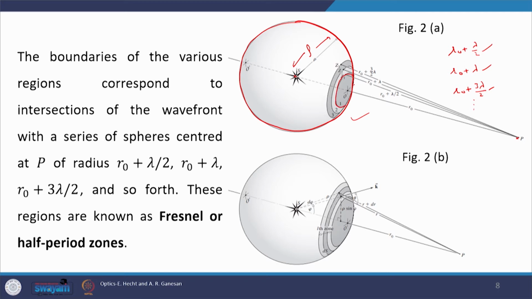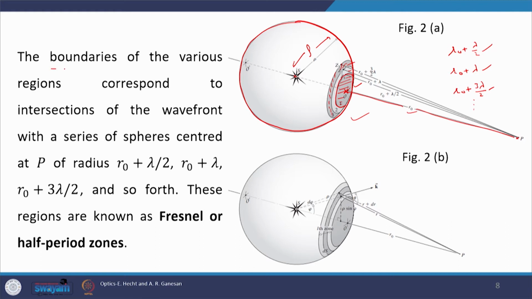When we draw the spheres, they will cut this spherical wavefront in different annular regions which are depicted here. The first sphere will generate this shaded region which we name as Z1, the second sphere will generate this less shaded region which we name as Z2, the third sphere will generate this dark shaded region which we call Z3. Okay. And this point is the nearest point on the wavefront from the point of observation P, which is at a distance r naught.